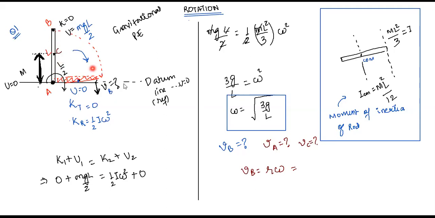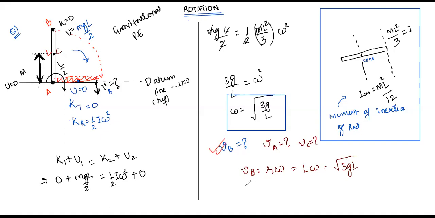L. Absolutely correct. L is the distance. So instead of R, you will substitute L, right? So the answer will be L omega. This is what is actually asked in the question. So your answer will be under root 3gL. Are we clear with this, Mahila? Yes, sir. Okay.